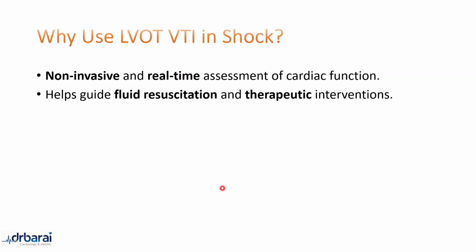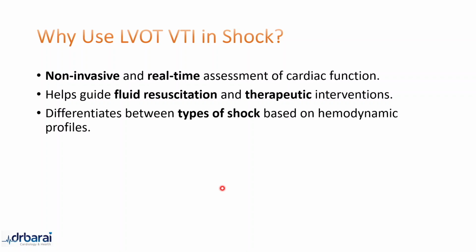We have checked the VTI, which is 10. We have given some fluid, checked the VTI again, and the VTI is improved. That is exactly what VTI should be used for. The other examples are, if somebody has got a PE, we can check the VTI, give the thrombolysis if required, check the VTI again after thrombolysis, and we will find that the VTI is improved. So that is when the VTI is so important in case of shock patients.